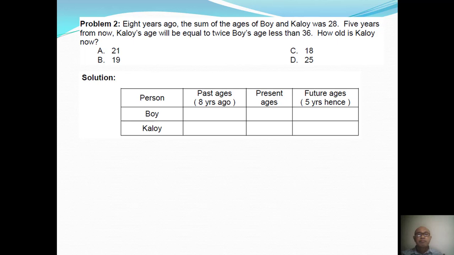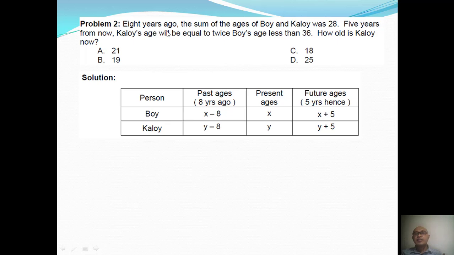So at present, hindi natin alam. So we will represent Boy's age by x and Kaloy's age by y. So 8 years ago, Boy was x minus 8 years old. Kaloy was y minus 8 years old. And in the future, 5 years from now, Boy will be x plus 5 years old. Kaloy will be y plus 5 years old. Okay. So form now the equation.